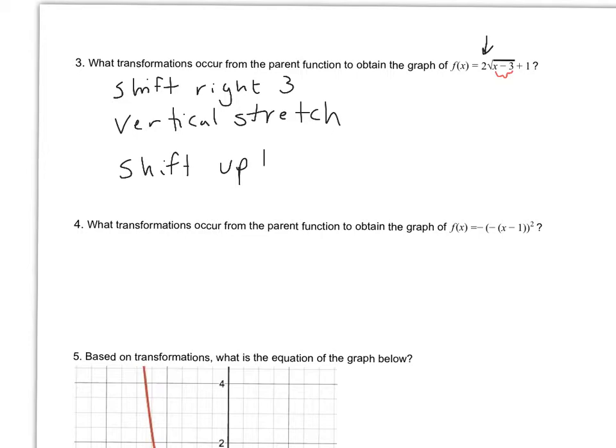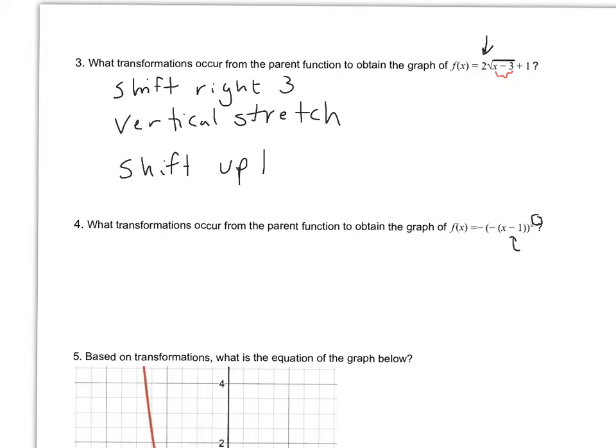Now, I didn't graph this, but you could, of course, graph this just to make sure that it verifies and gives you the same thing, just to help you. All right, let's look at another problem very similar. So we have, what transformations occur from the parent function? So the parent function is, of course, a squaring function.